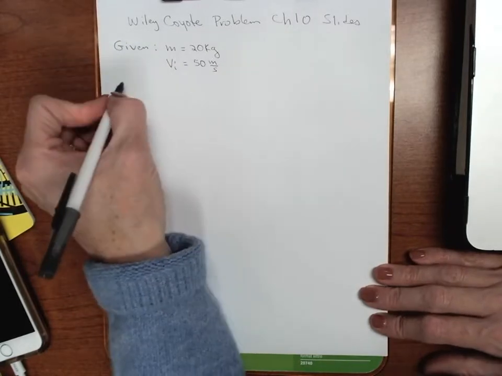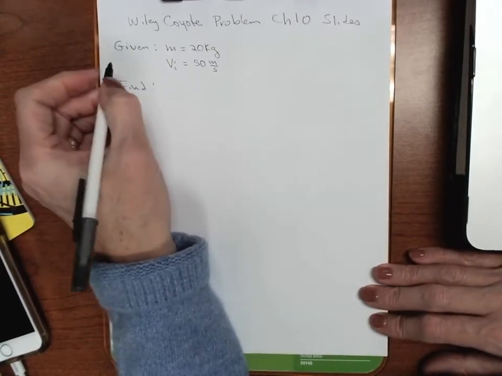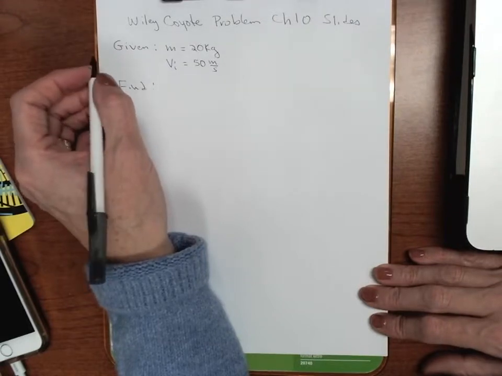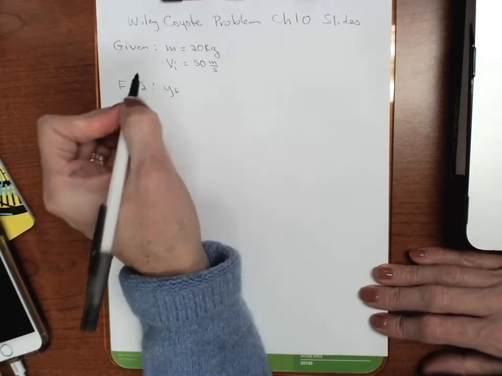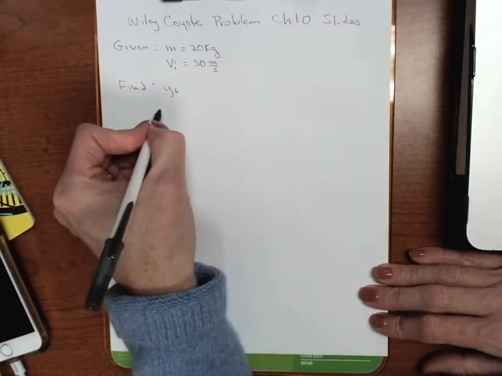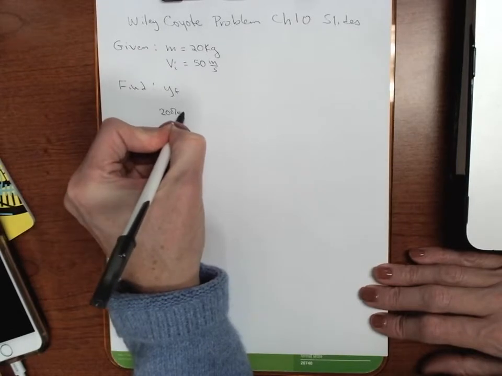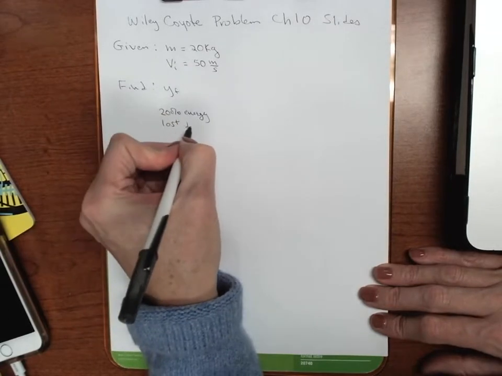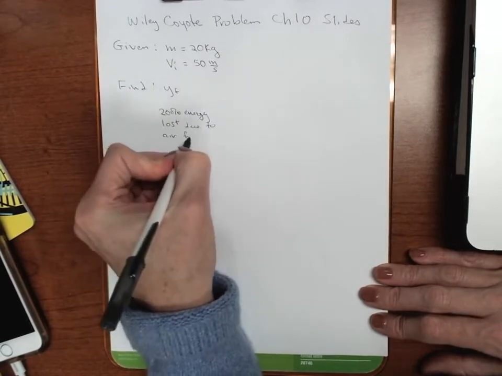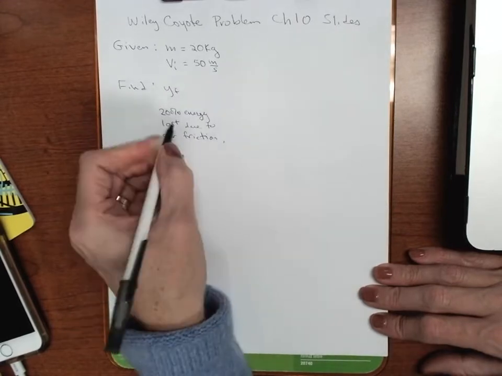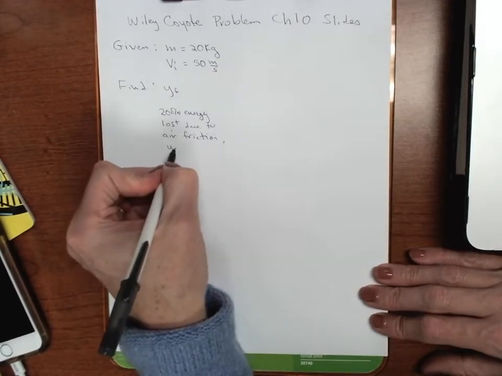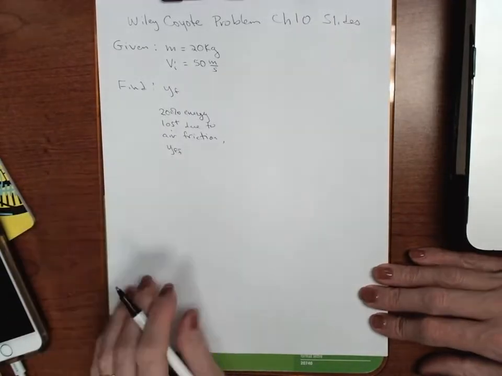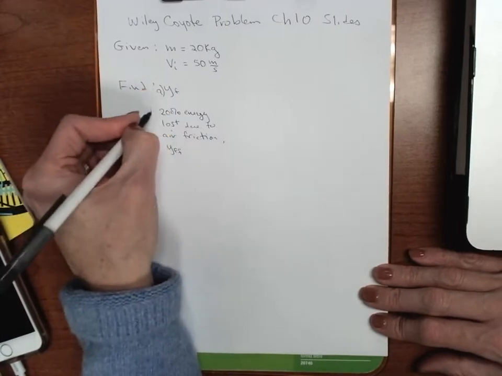And we want to find, if his entire kinetic energy is transformed into potential energy, what is the maximum height he could reach? So we want to know what Y final is. And then the other thing we want to know is, if 20% energy is lost due to air friction, what is the maximum height? So this would be like YF. We'll call it friction, YFF. All right, so let's call this one A and this one B.